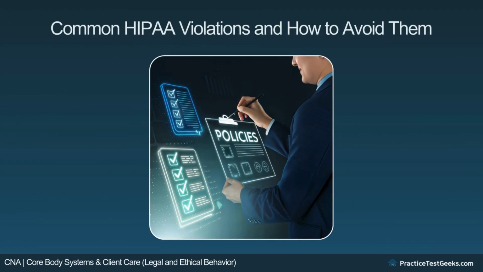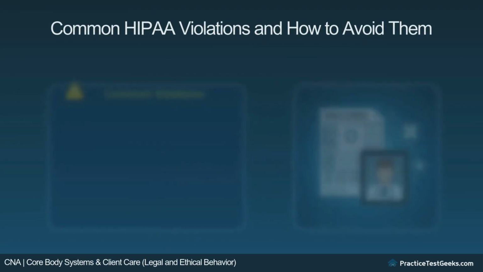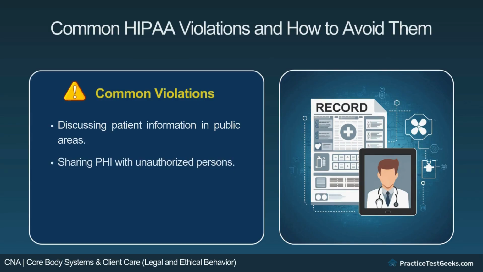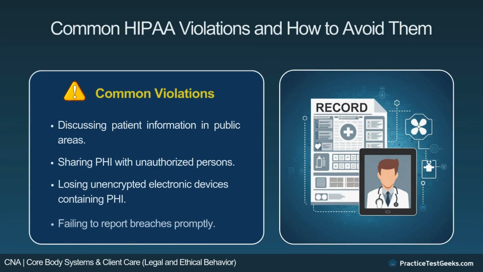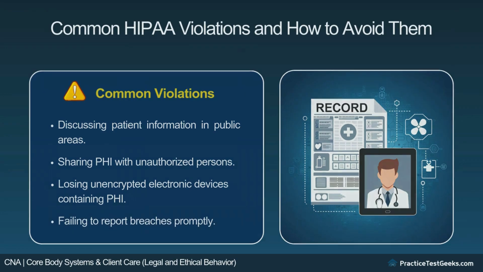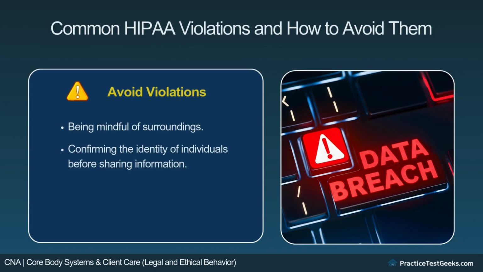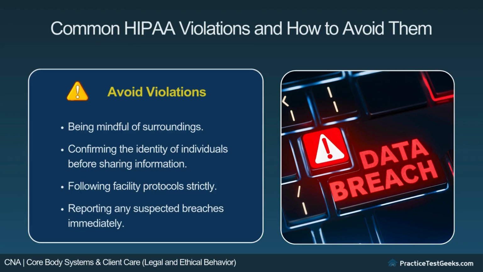Common HIPAA violations and how to avoid them. Common violations include discussing patient information in public areas, sharing PHI with unauthorized persons, losing unencrypted electronic devices containing PHI, failing to report breaches promptly. Avoid violations by being mindful of surroundings, confirming the identity of individuals before sharing information, following facility protocols strictly, reporting any suspected breaches immediately.